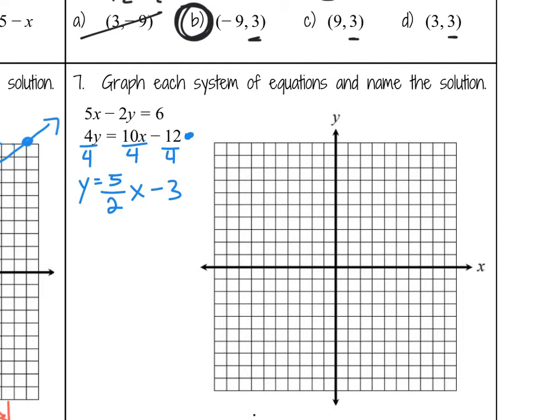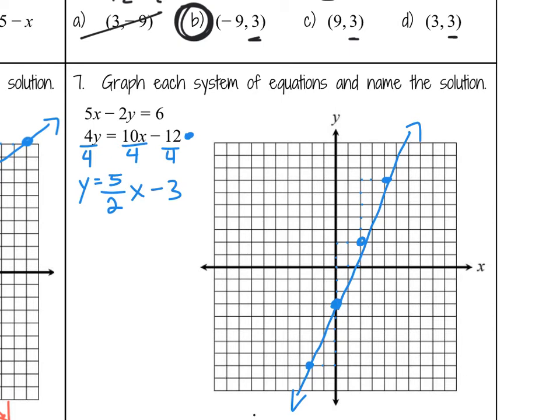So starting my graph at negative 3, and then using my slope of 5 halves to go up 5 and over 2. Let's try that again. Up 1, 2, 3, 4, 5, and then over 1, 2. Again, up 5 and over 2. Looks like the next one would take me off of my graph. So now we'll head down 1, 2, 3, 4, 5, and then over 1, 2. And so we get this lovely graph that looks like this.